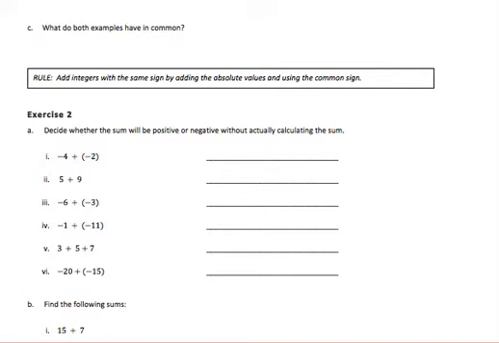Our final question for that example is, what do both examples have in common? Hopefully at this point, you should have noted that both examples had two numbers that were pointing in the same direction. The arrows both pointed in the same direction. So we were simply adding on for the numbers, and the answers were increasing in magnitude. So our first rule, put in short form, is you add integers with the same sign by adding the absolute values and using the common sign.